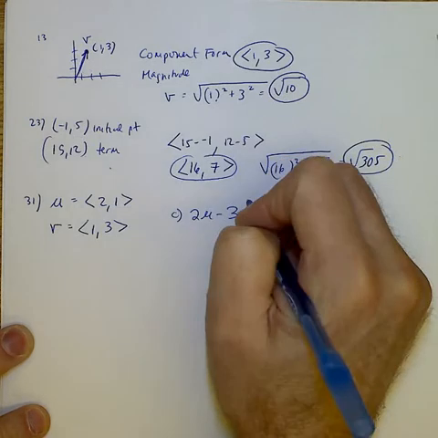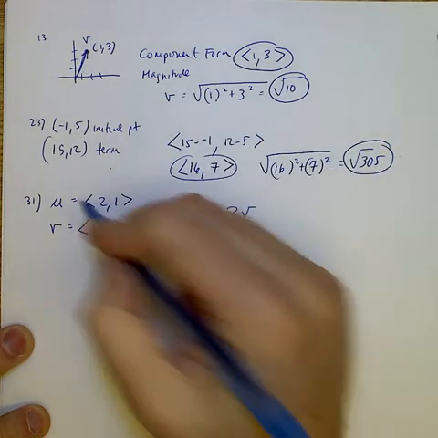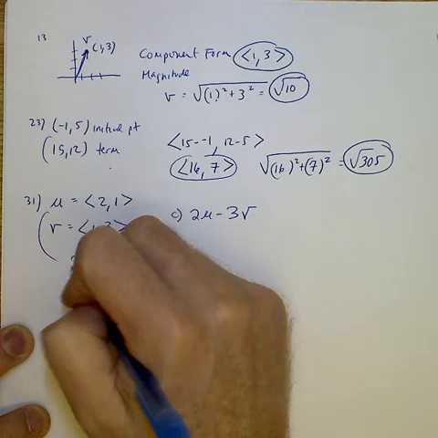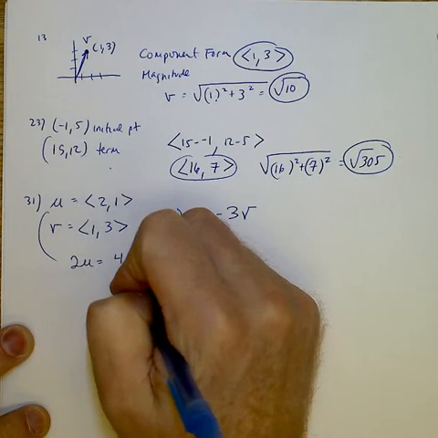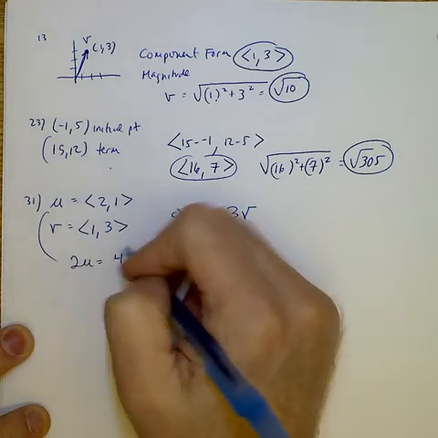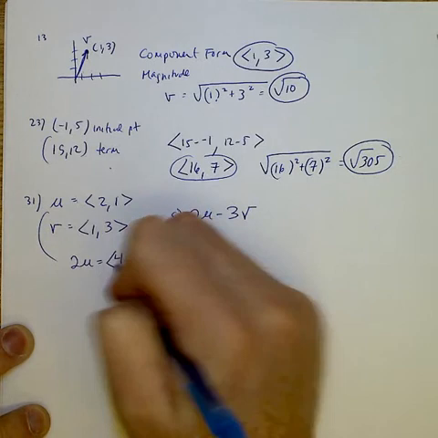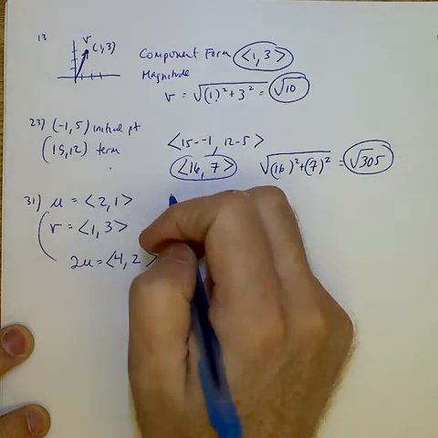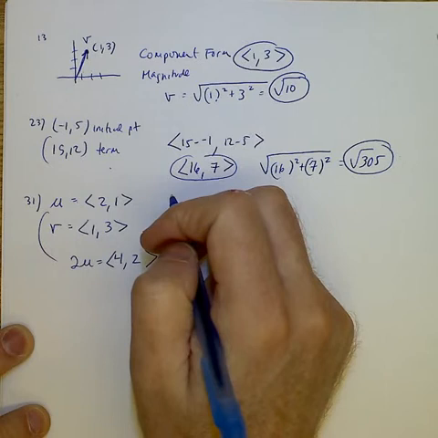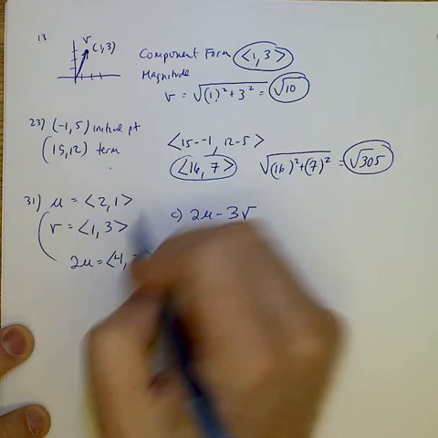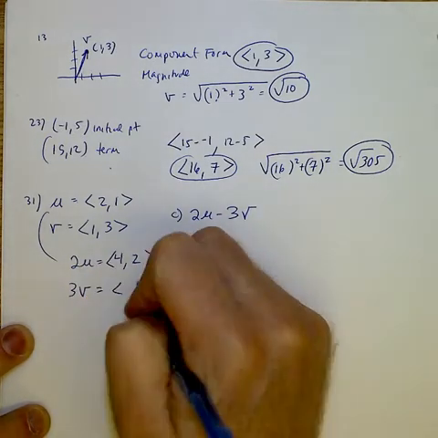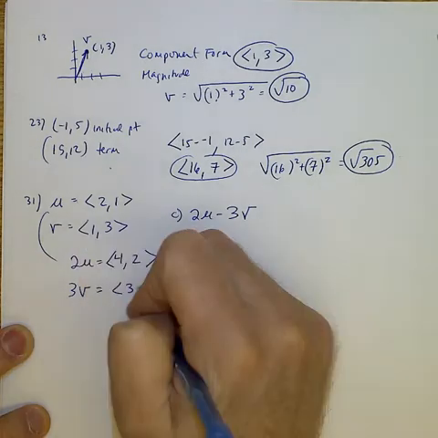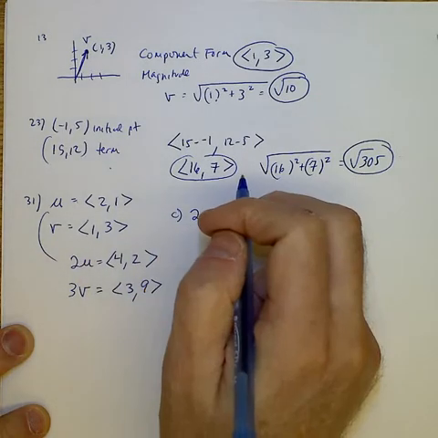Okay, so the first thing I do is I'll find 2u. So if u is 2 comma 1, 2u is going to be 4 comma 2, because 2 times 2 is 4. Okay, so that's going to be our component vector for u. And in the case of v, we have 3v, which is going to be 3 comma 9. Okay, so those are our component vector points.